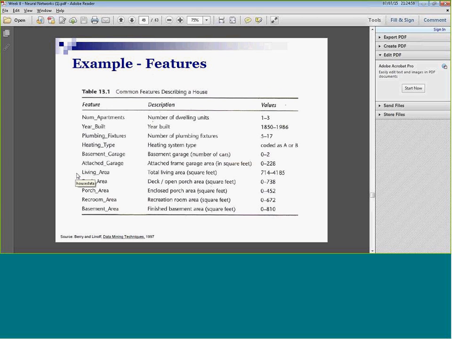So what happens, of course, is we take a look at all our data set and say, oh, here are our features, and here's their values that range. For example, number of dwelling units ranges from 1 to 3. Plumbing fixtures ranges from 5 to 17. Heating type can be A or B. Basement garage, number of cars, 0 to 2, and so forth.